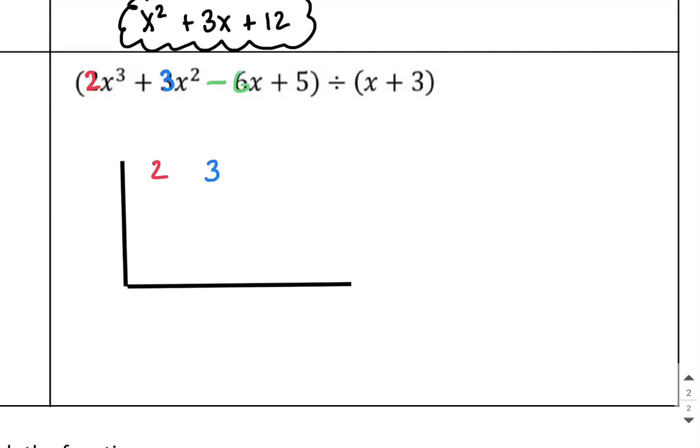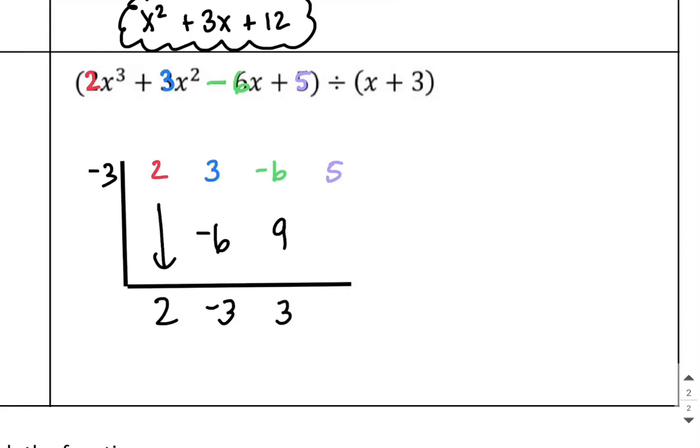Negative 6 and 5. And then on the outside, I put what makes this 0, so that's negative 3. I bring down the 2. Negative 3 times 2 is negative 6. This is negative 3. Negative 3 times negative 3 is 9. This will be negative 3 when I add them. Oh, sorry. Nope. It will be positive 3 when I add them.